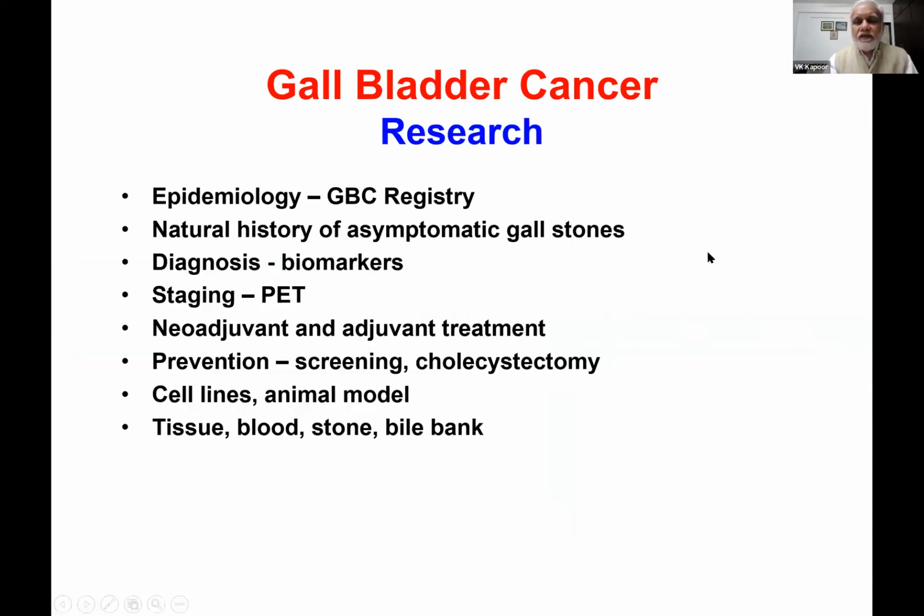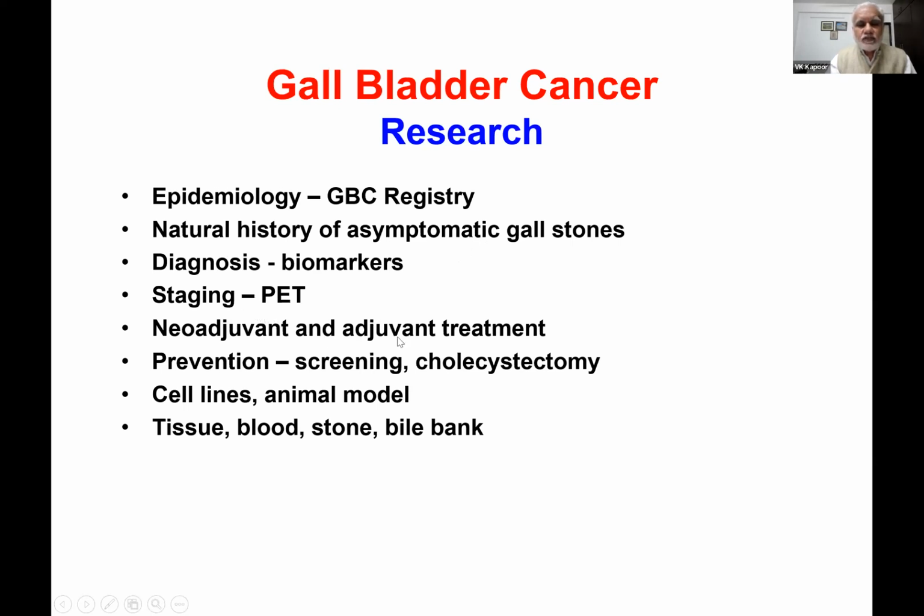Just for my young colleagues here, a few areas of research which one of you should take up as you become a GI or an HPB surgeon. The epidemiology of gallbladder cancer: establish a registry of gallbladder cancer in your hospital, in your city. What is the natural history of asymptomatic gallstones as far as the risk of gallbladder cancer is concerned? Role of various biomarkers, including molecular markers, in diagnosis. What is the role of PET scan in staging? There is not strong evidence as yet.